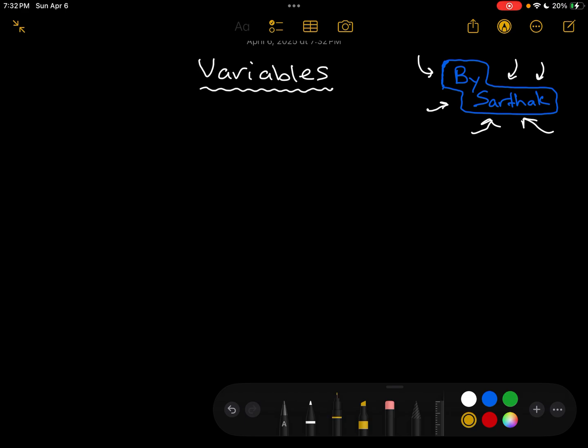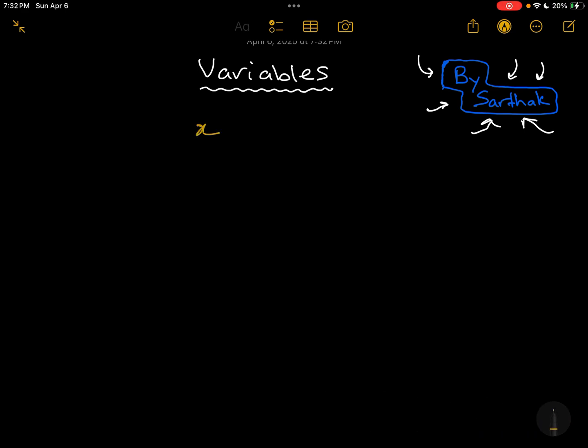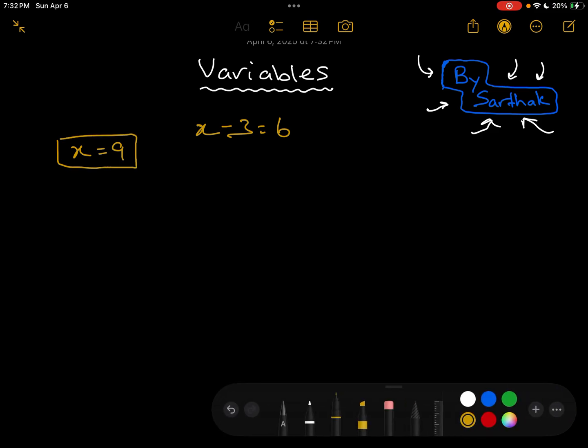Let's do it in yellow. So now, say I had x minus 3 equals 6. Everyone knows x is equal to 9. Keeping it off to the side here. And let's solve it in red.